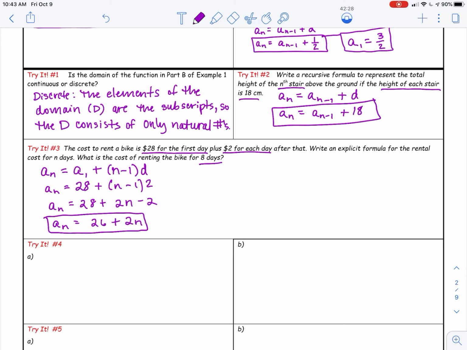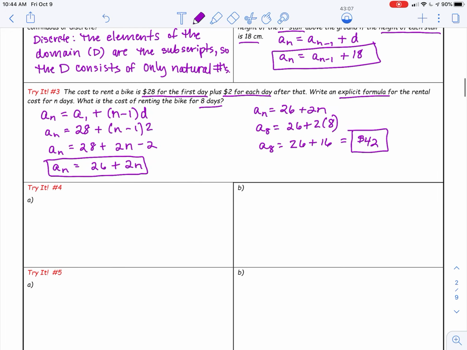Now, the second part wants to know how much would it cost to rent the bike for 8 days. So now we have a little bit more information. So over on this side, let's go ahead and write what our new formula is. As we simplified, our explicit formula came to this. So let's fill in what we know. We're looking for the 8th term. So the 8th term is 26 plus 16, which will give us $42. And there we have it.